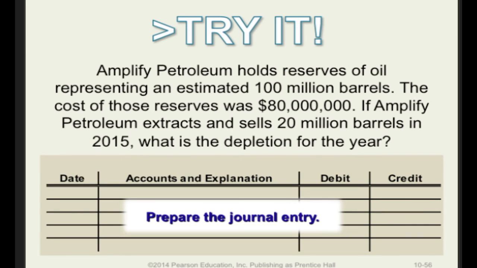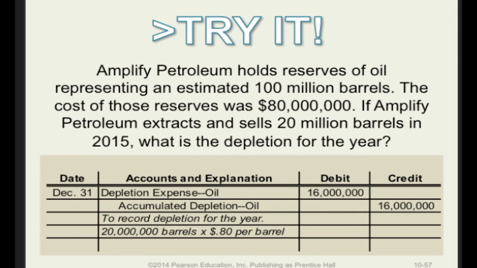In this triad exercise, Amplify Petroleum has oil reserves of 100 million barrels. They paid $80 million for those reserves. This makes the depletion per barrel 80 cents. During the year, Amplify Petroleum extracts 20 million barrels of oil from this site. The amount of depletion expense is $16 million. This is just 80 cents per barrel times 20 million barrels. The entry will require a debit to depletion expense of $16 million and a credit to accumulated depletion of $16 million.